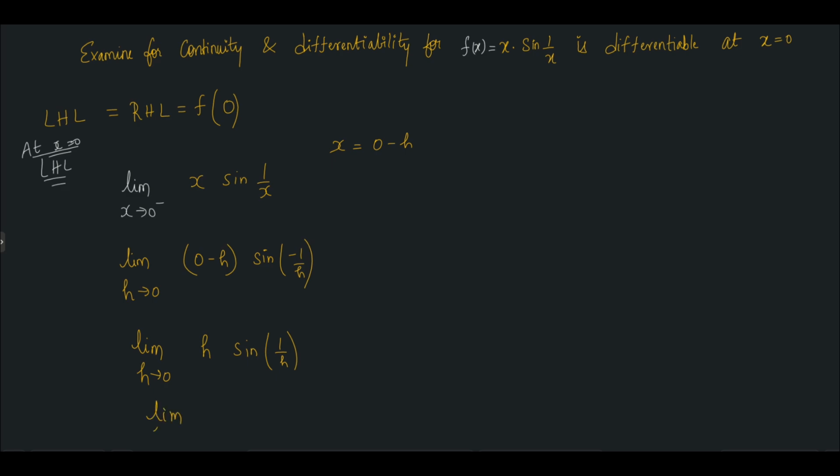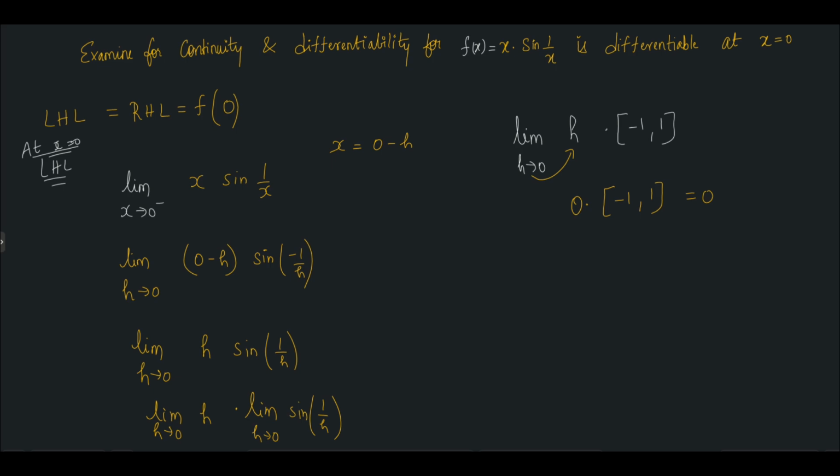Now let us split limit h approaches 0, h into limit h approaches 0, sine 1 by h. Just now we saw this value is bounded between minus 1 and plus 1. So we are going to get limit h approaches 0, h into a value between minus 1 and plus 1. So once you apply this value over here, what do you get? 0 into any value between minus 1 and plus 1. Answer is going to be 0. Yes? Answer is going to be 0.